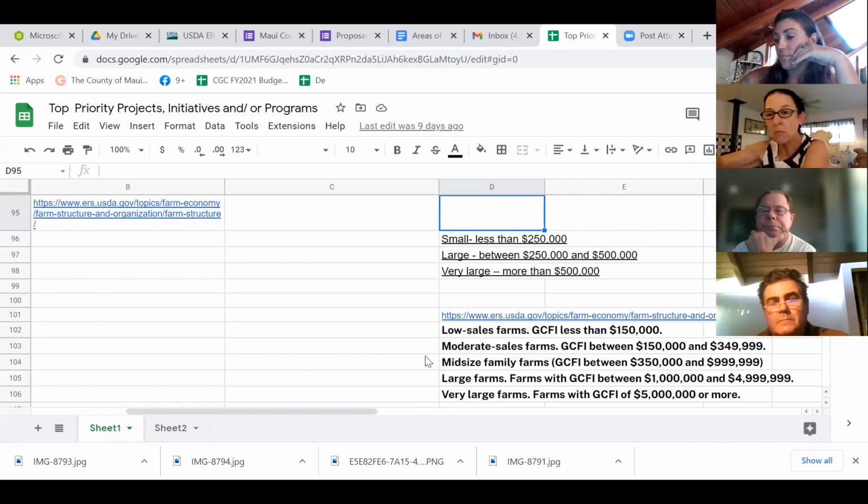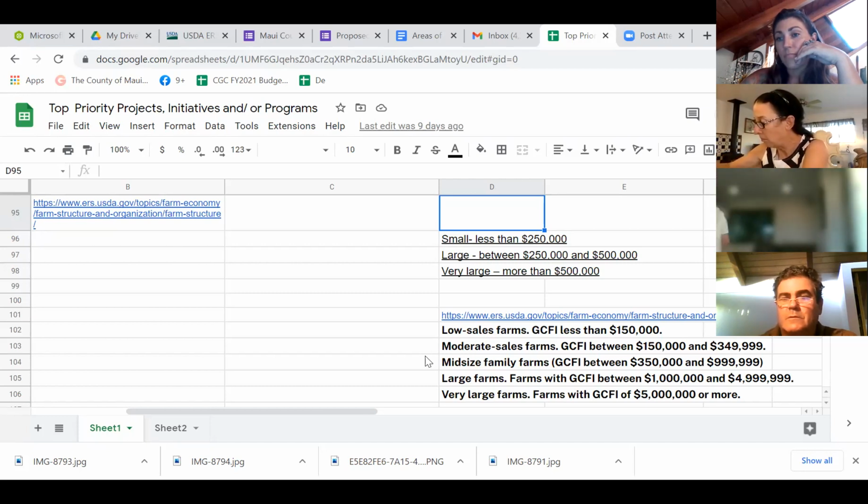Jen, each USDA program, farm programs, kind of have their own rules. They have this AGI, adjusted gross income. A lot of them, if you make over $1 million, you don't qualify for the program. So many of the programs, it's going to be in their rule book, so to say.